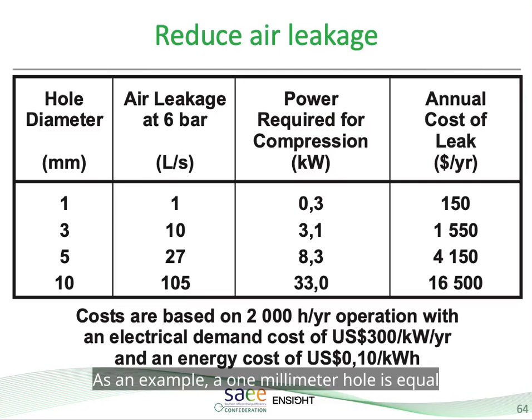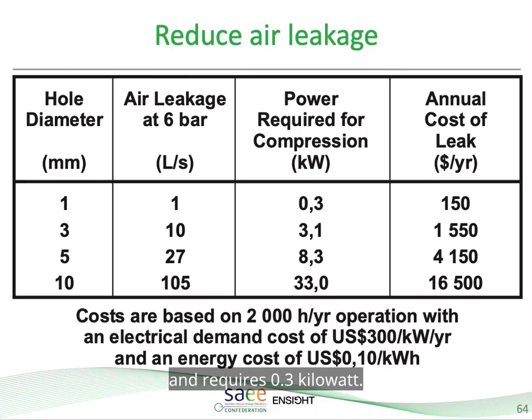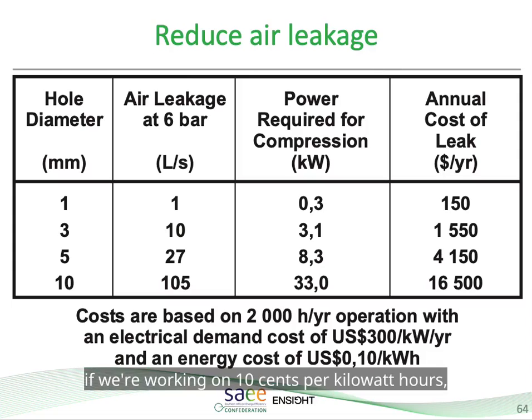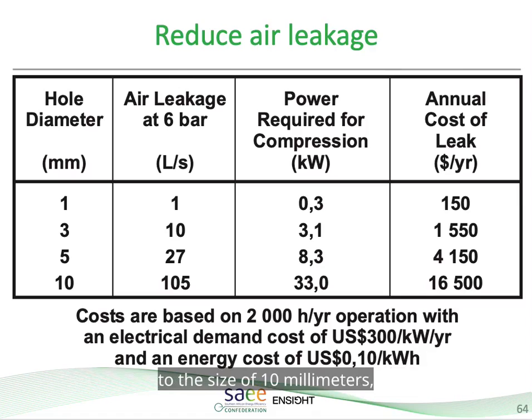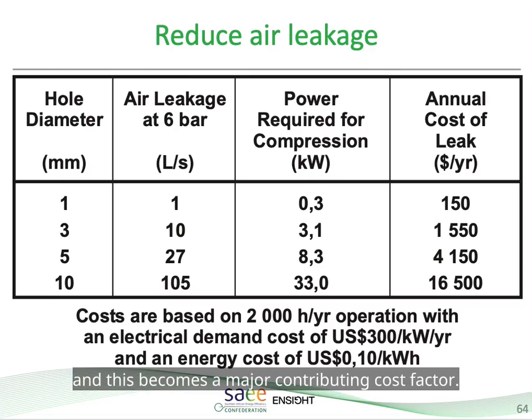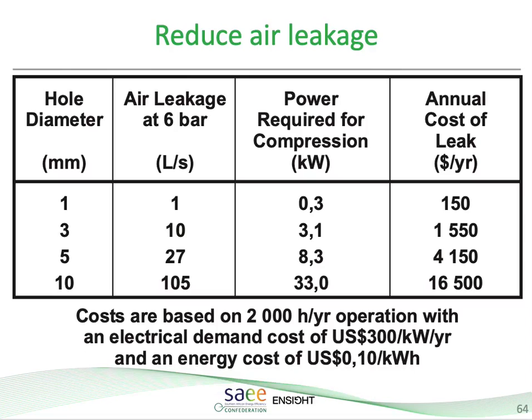As an example, a 1 millimeter hole is equal to 1 liter per second at 6 bar and requires 0.3 kilowatt. That results in 150 US dollars, or basically rands, a year if we're working on 10 cents per kilowatt hour. In Formosa's case, a 1 millimeter hole would result in a 400 rand a year cost. So multiply this by a number of leaks, and leaks up to the size of 10 millimeters, and this becomes a major contributing cost factor.